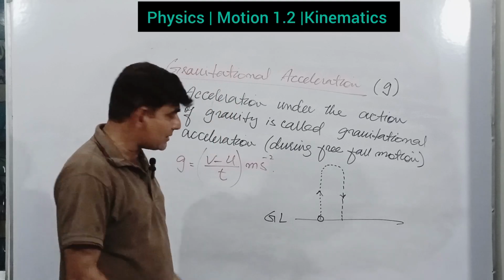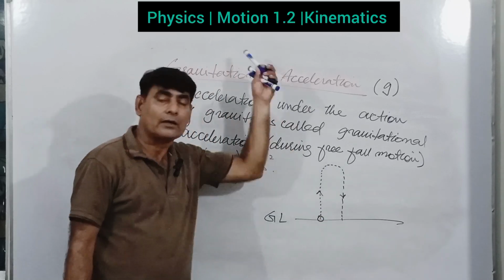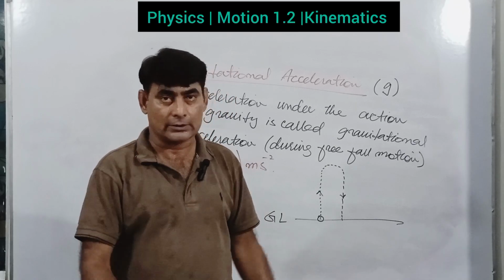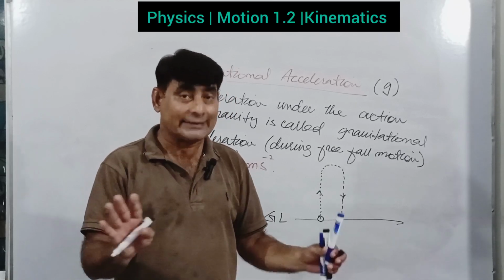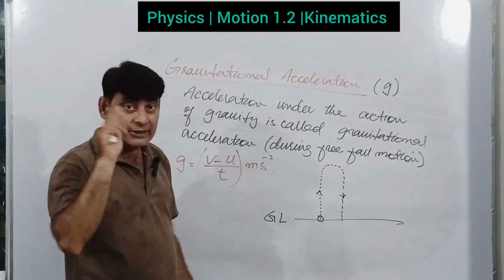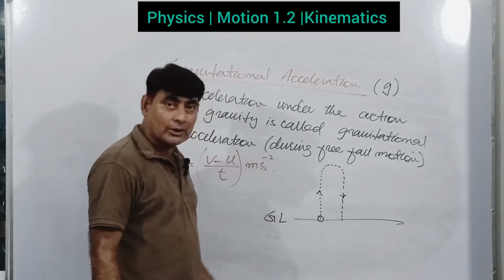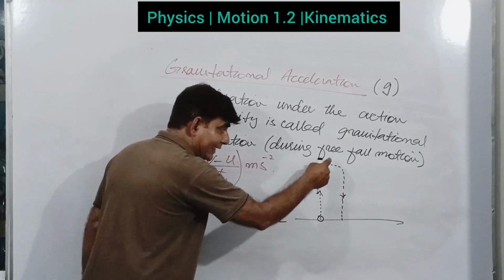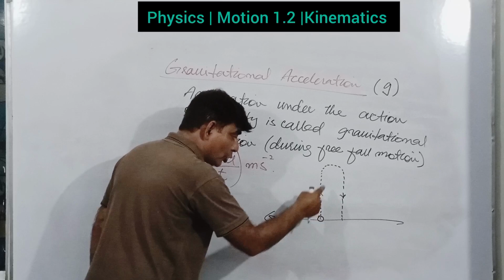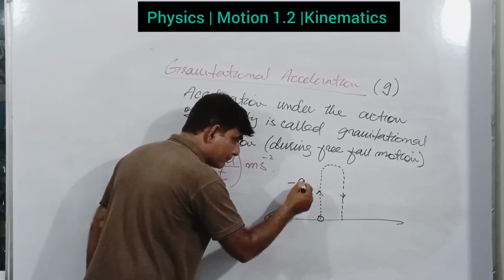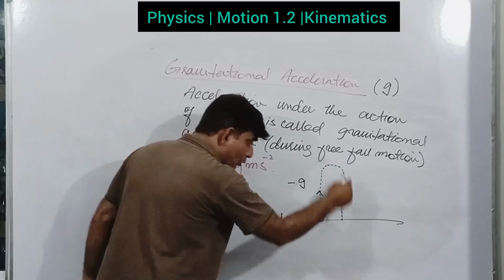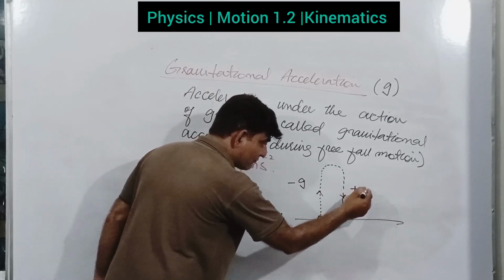So it means when an object is moving in the upward direction, just one time we throw it, there is no interaction of forces. When an object is moving upward, due to gravity, it slows down. Slows down means the final speed is smaller than the initial speed. So there is negative g. In the upward direction, there is negative g. When it moves down, positive g.